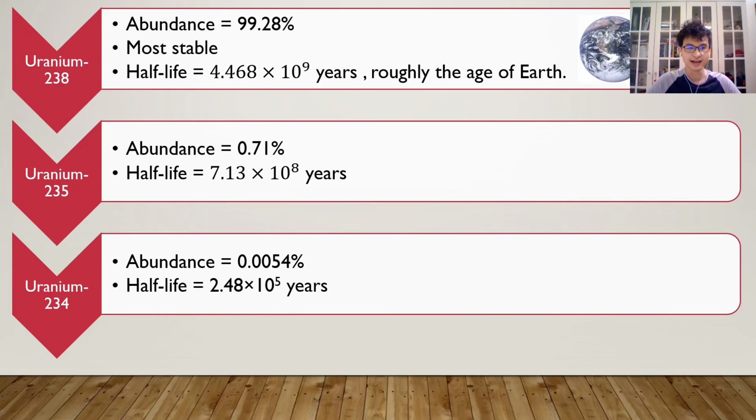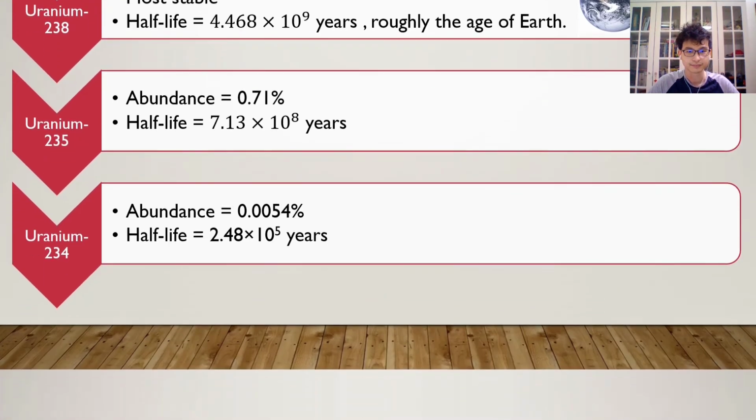First, uranium-238 has an abundance of 99.28%, which makes it the most stable isotope among the 3. It has a half-life of 4.468 times 10 to the power of 9 years, which is roughly the age of Earth. Second, uranium-235 has an abundance of 0.71%. It has a half-life of 7.13 times 10 to the power of 8 years. Lastly, uranium-234 has an abundance of 0.0054%. It has a half-life of 2.48 times 10 to the power of 5 years.